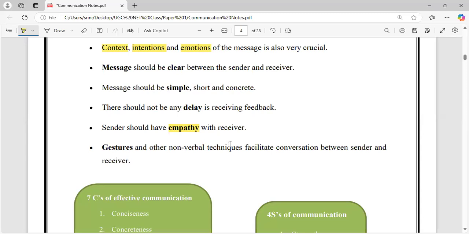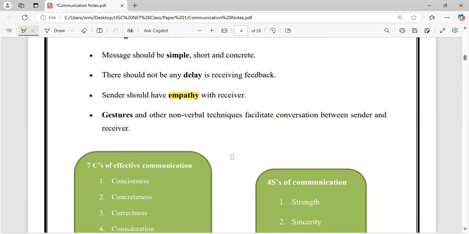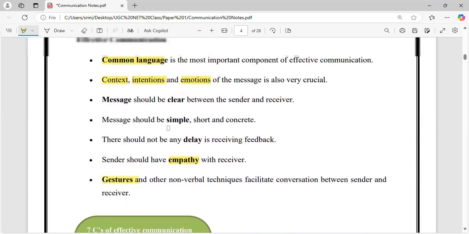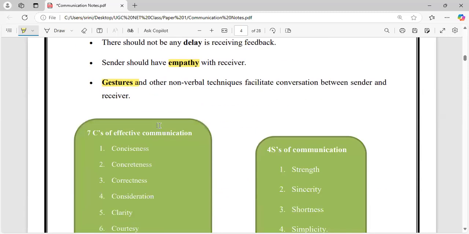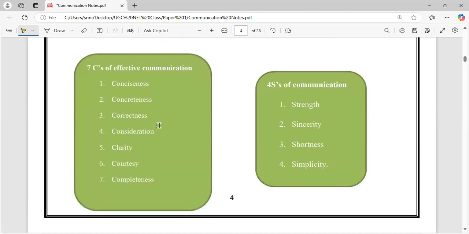So we must have empathy with the receiver, and then gestures and other non-verbal techniques facilitate conversation between the sender and the receiver. Those are important components and factors, like characteristics of effective communication. These are the 7 C's of communication. Communication should have conciseness, concreteness, correctness, consideration, clarity, courtesy, and then completeness.